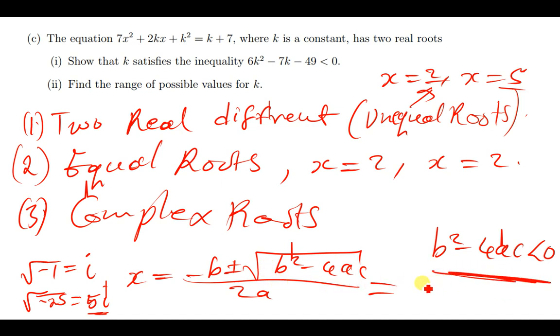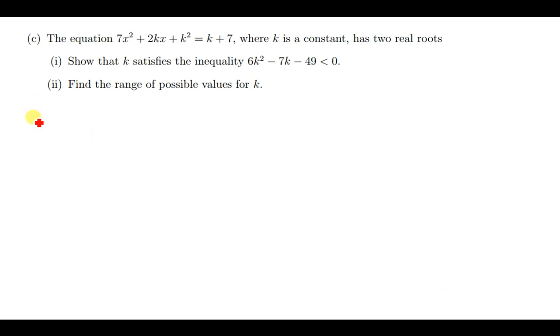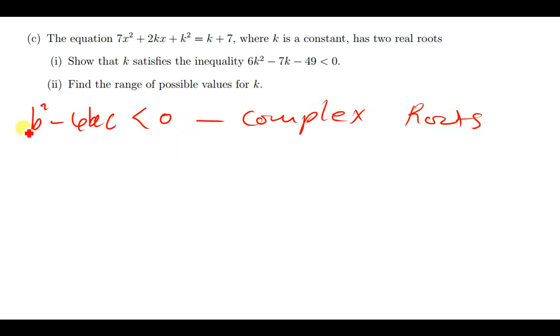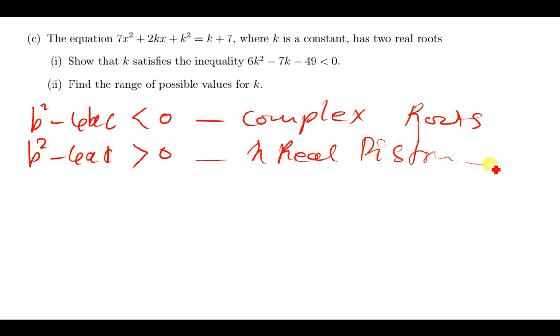So from this we can conclude that whenever b squared minus 4ac is less than 0, the equation has complex roots. And if b squared minus 4ac is greater than 0, the equation has two real distinct roots, or different roots. And if b squared minus 4ac is equal to 0, the equation has equal roots.